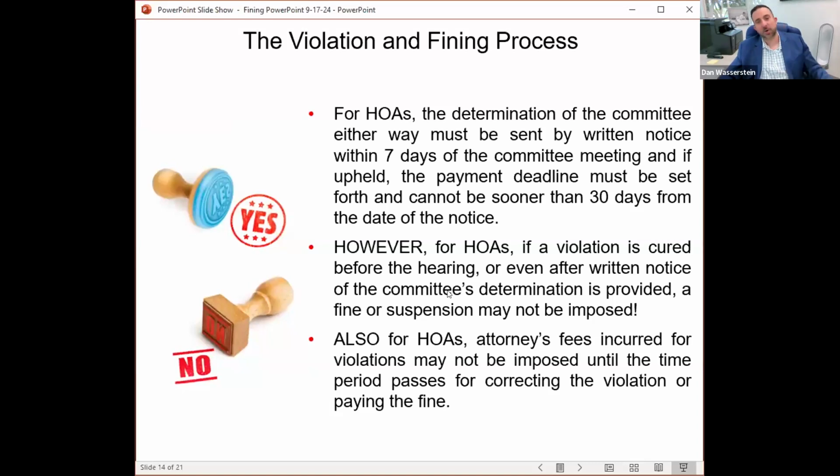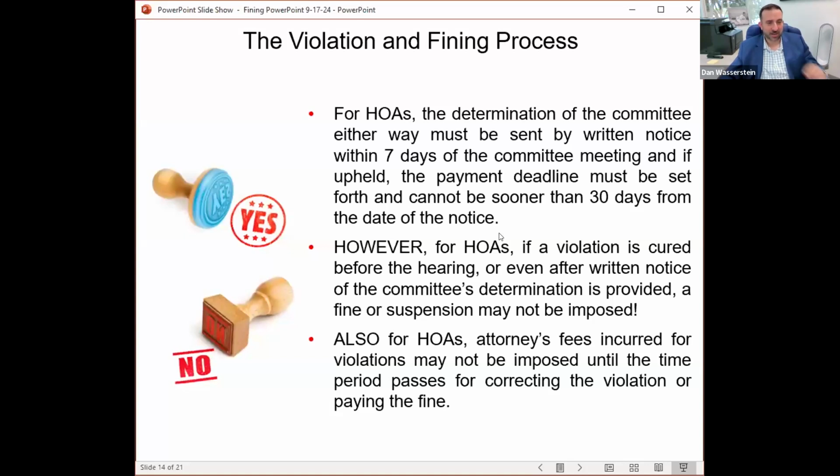Finally here, for HOAs, if you have any attorney's fees that you incur throughout the fining process, they cannot be imposed unless it's past the 30 days from that determination letter and the owner still has not resolved the issue. That's when you can then assess any of your attorney's fees against them as well. But again, that's just for HOAs.